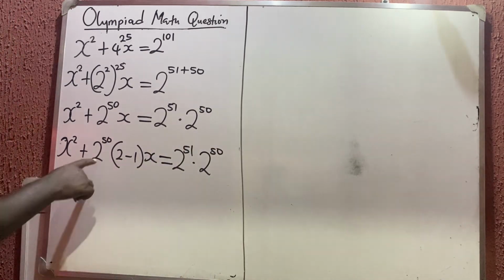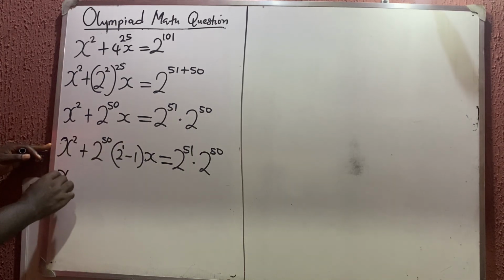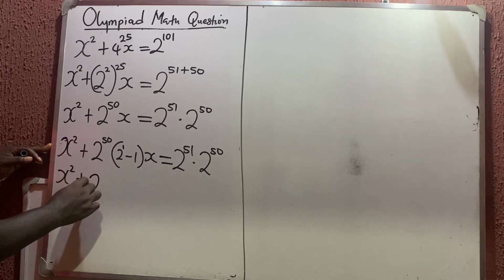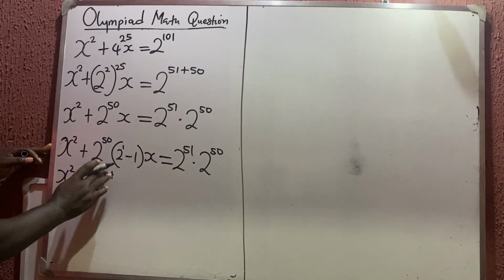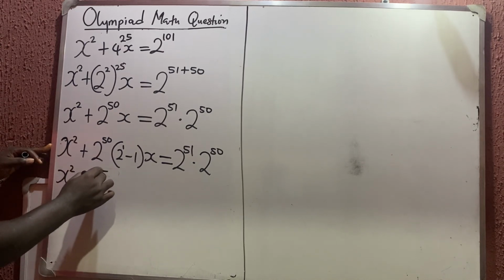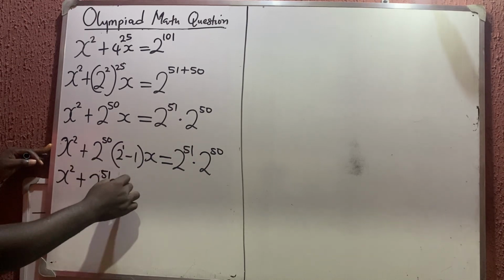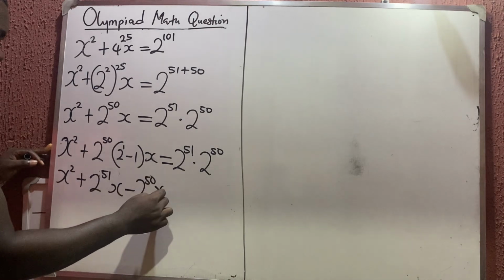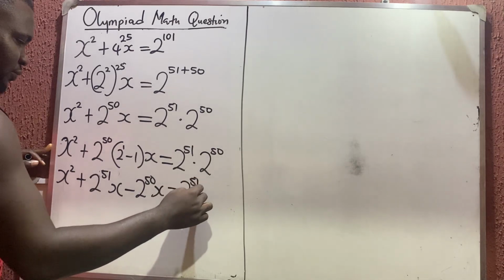Okay, now let us clear the bracket. You know that 2 can be written as 2 raised to the power 1, so therefore I'm having x squared plus, this time, 2 raised to the power 50 plus 1 according to indices, which is 51. So 2^51, you attach the x there, then this time this one will give you minus 2^50. You still attach the x there, is equal to 2^51 · 2^50.